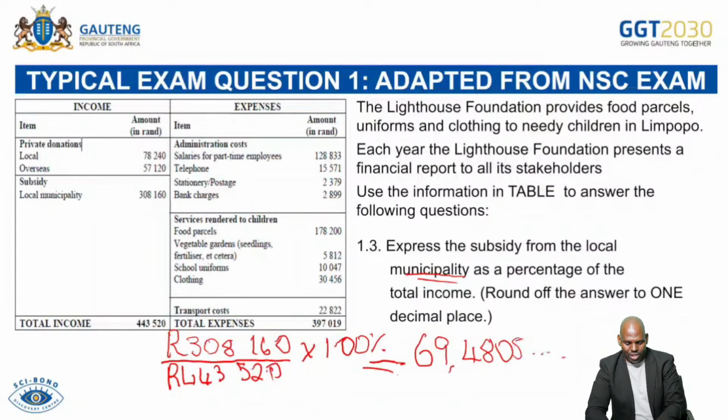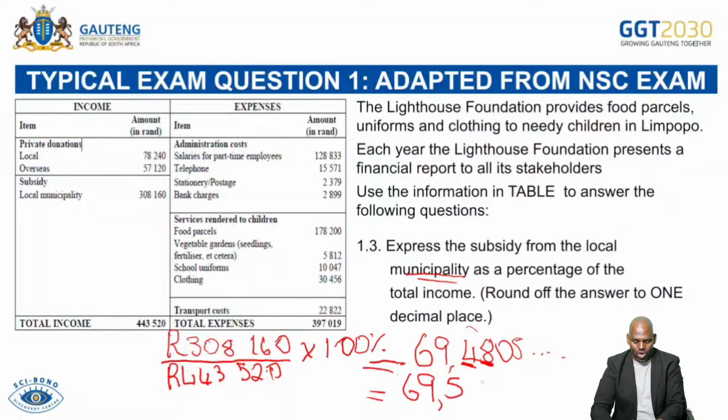Does the examiner specify the rounding? Yes, very important. Round off the answer to 1 decimal place. For us to round off to 1 decimal place, we've got 69, so if you want to keep 1 digit after the comma, we've got the first digit there as 4. Is this going to remain as 4 or is it going to change to 5? If the digit next to it is 5 or more, this will change to 5. But if the digit next to it was less than 5, this was going to remain the same. So in this case, therefore, our answer is 69,5. Okay, 69,5, and then we indicate the percentage sign there.